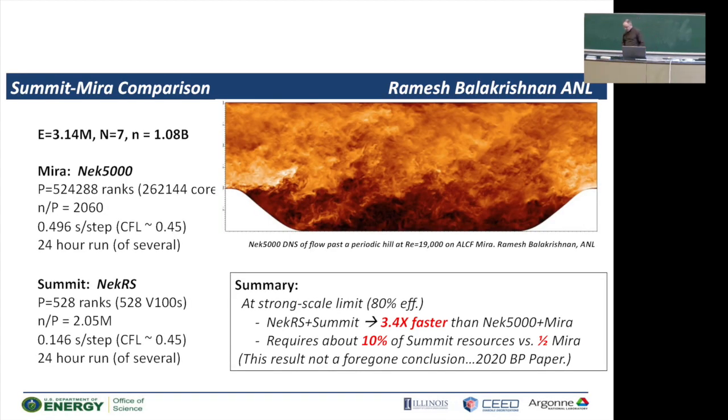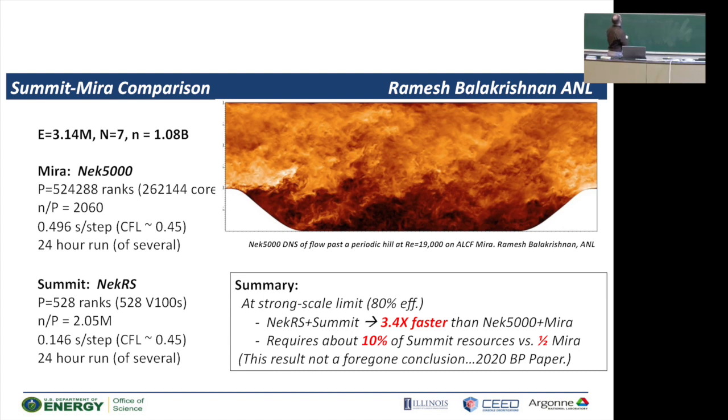Okay, so here's a big run on Mira. We do not have too many calculations that overlap all of Mira with, let's say, Summit or modern machines. This was done by Ramesh Balakrishnan at Argonne. It's DNS of a low-pass periodic hill, Reynolds number 19,000. It took about half a second per time step. We know the N over P is 2060. It's a little beyond our perfect strong scale limit.